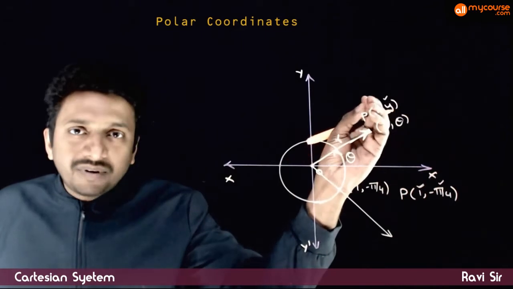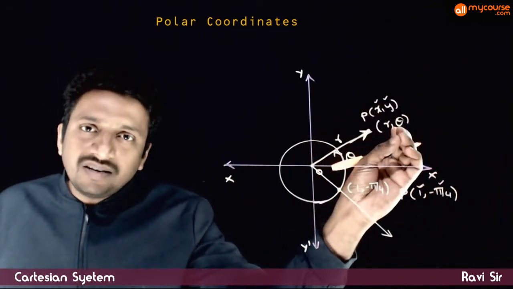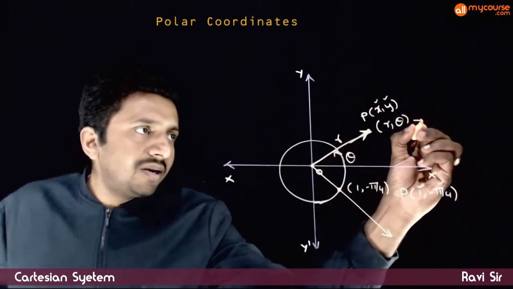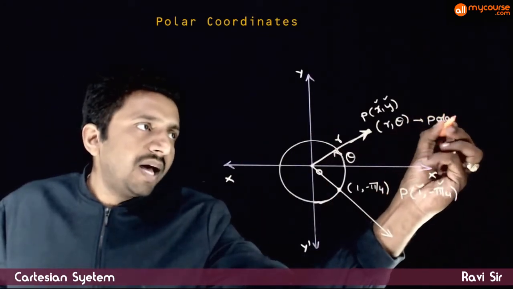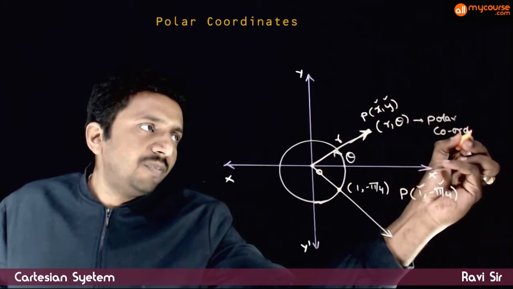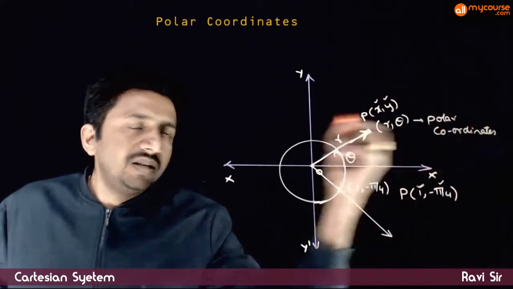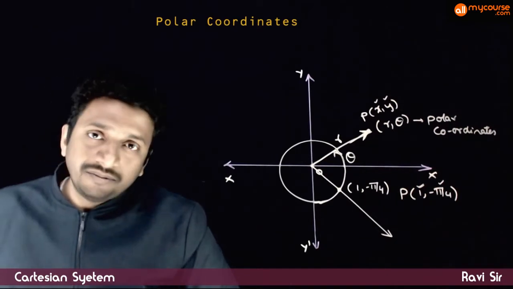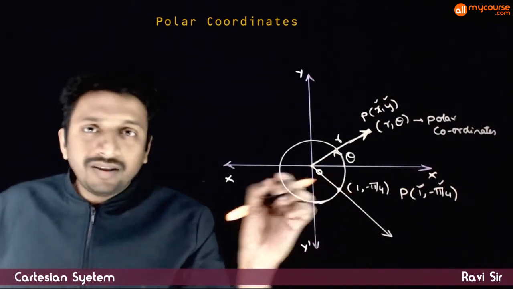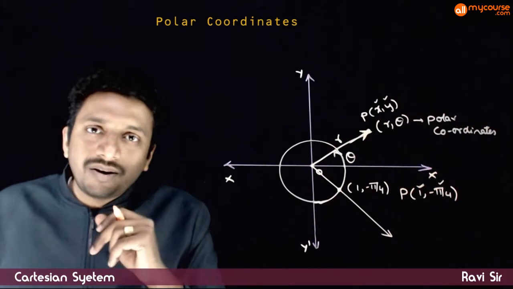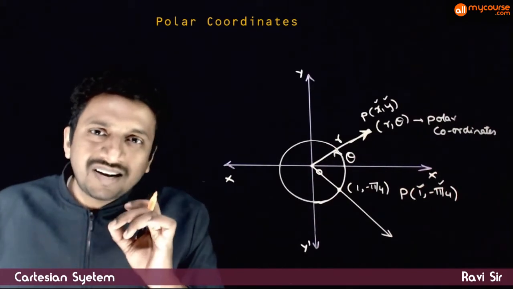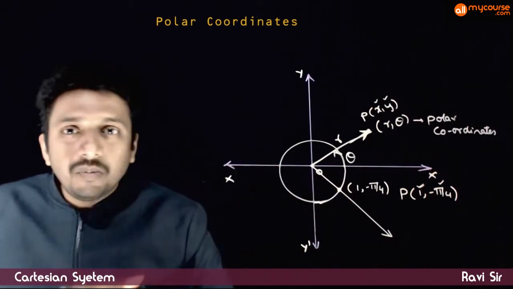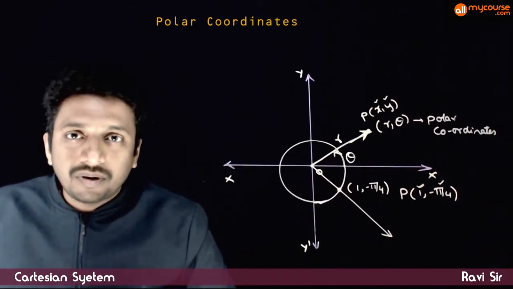So instead of x and y, we can represent the points using r, theta also, and these coordinates are called polar coordinates of the point. Now, the important thing that you need to understand about the polar coordinates is that they are not unique. That means this point might have more than one polar coordinate.